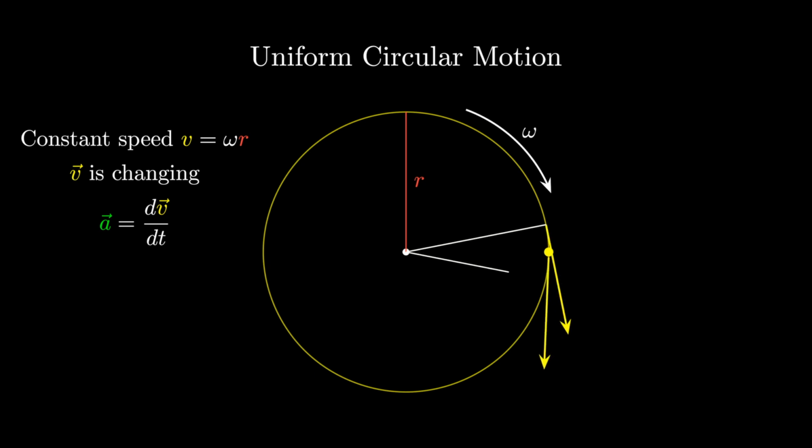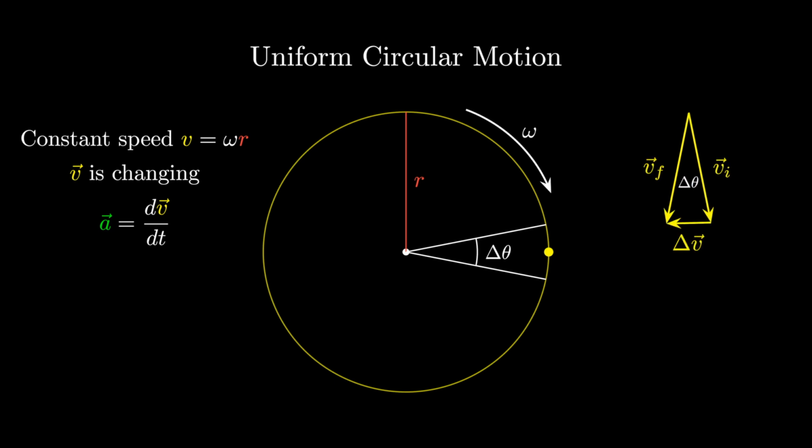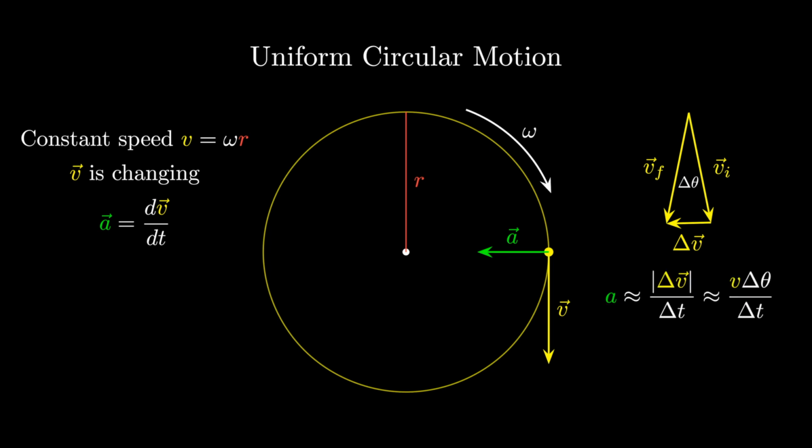To determine the acceleration in this situation, we examine how the velocity changes in a small time interval. One thing we notice right away is that the change in velocity, and therefore the acceleration, is perpendicular to the velocity vector, pointing directly toward the center of the circle. We can find the magnitude of the acceleration by taking the magnitude of the velocity change and dividing by the time interval. Shrinking the time interval to 0 then leads to an expression for the acceleration magnitude.